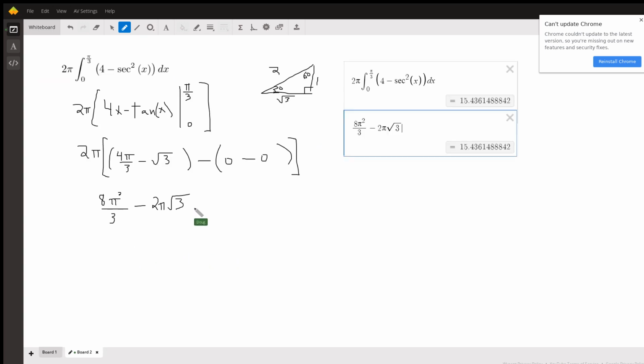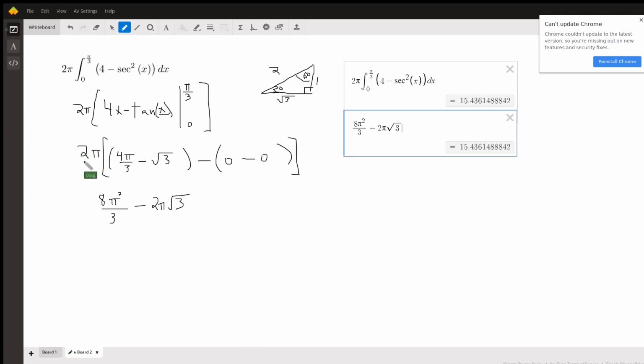Okay, and here we have it evaluated on board 2. There's the antiderivative from 0 to pi over 3. If we put pi over 3 in for this x, we get 4 pi over 3. If we put pi over 3 in for this x, what's the tangent of pi over 3? Well, it's the same as the tangent of 60 degrees, which is radical 3 over 1, so radical 3. And then if we put 0 in for x, we get 0 minus, because the tangent of 0 is 0.